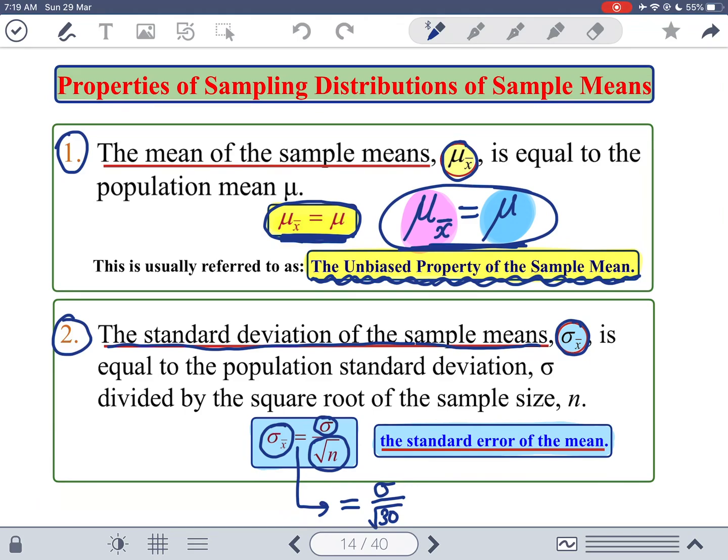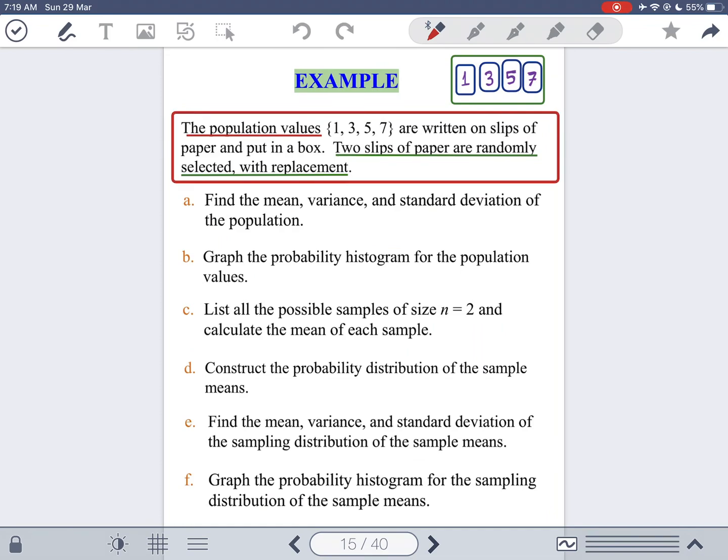Just 2 formulas to remember, the ones that you see here: the mean of the sample means is the population mean, and the standard deviation of the sample means is the standard deviation of the population divided by the square root of the sample size. Okay, so let's go to this example now.